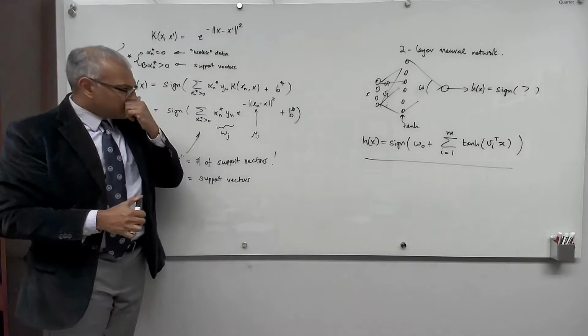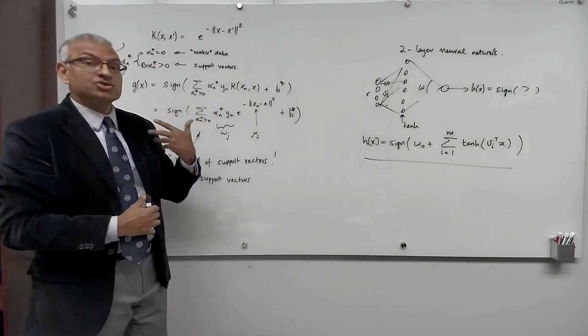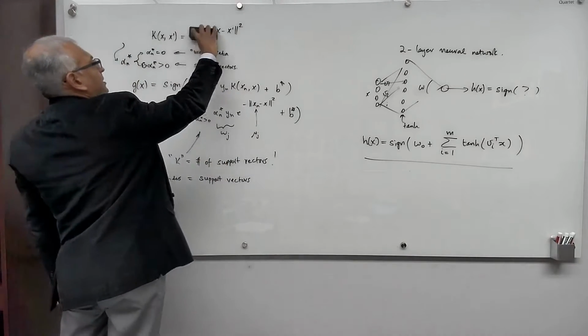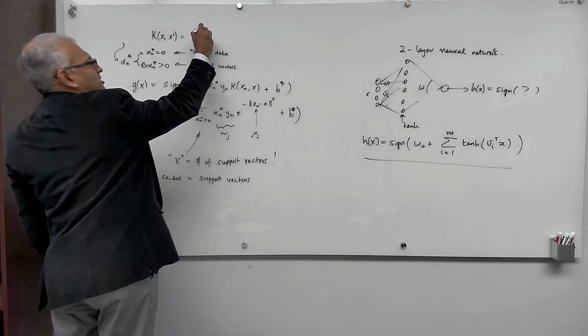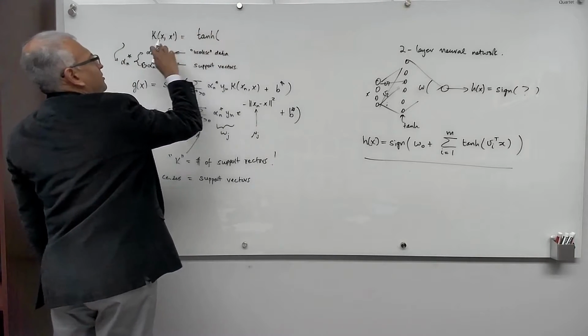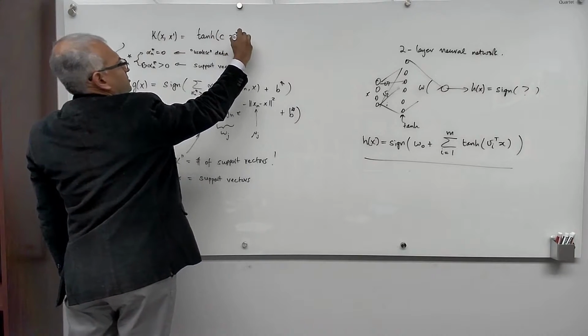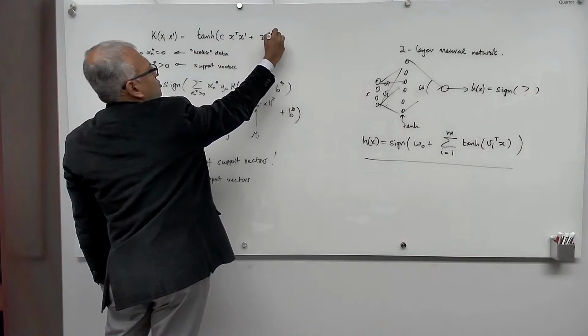Turns out we can simulate the two-layer neural network by choosing an appropriate kernel. So what's the kernel? Let me change the kernel. That's all I'm going to do. The kernel is going to be tanh of some constant c times x transpose x prime, so x dot x prime, plus some other constant nu.